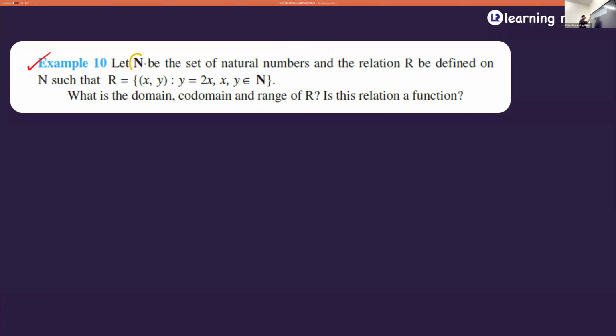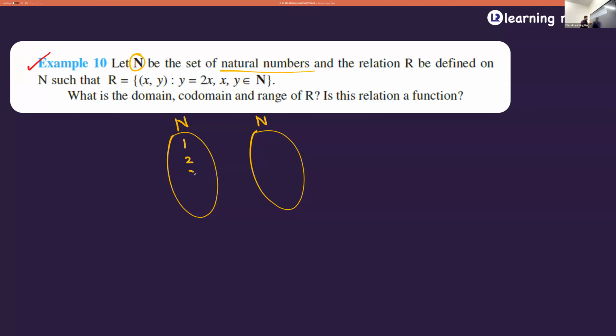So let N be the set of natural numbers and the relation R defined on N. What do you mean by relation R is defined on N? Meaning set A is N, set B is also N. That is the meaning of that statement. A relation R is defined on N such that y should be equal to 2x, where the elements participating are x, y.